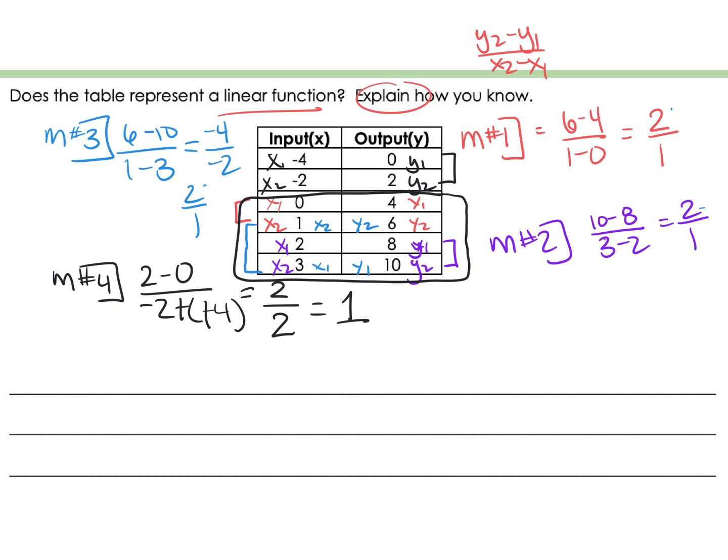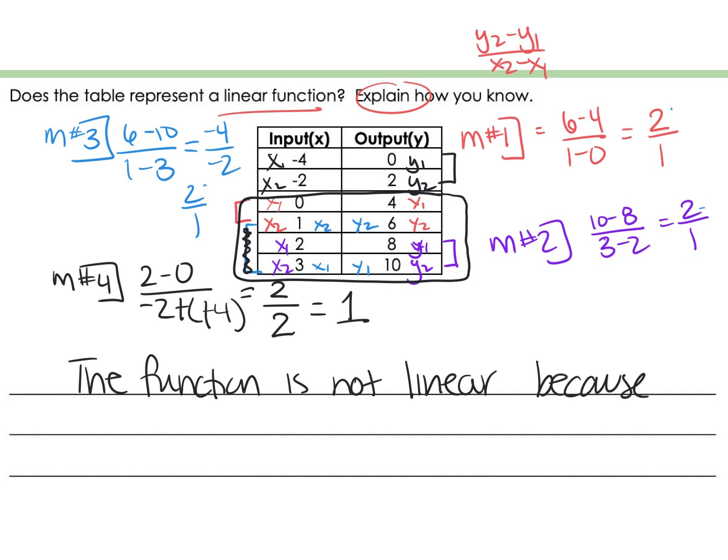So make sure you use every ordered pair at least once when you're finding your slopes. And that might mean you have to find 4 slopes or 5 slopes, depending on how much data they give you. Usually 3 is enough. 3 would have been enough if I hadn't tried to be slick right here and use this one. So to answer the question, the function is not linear, because the rate of change isn't constant.